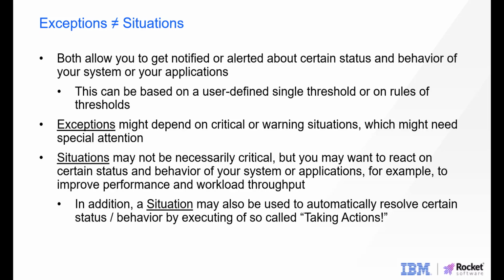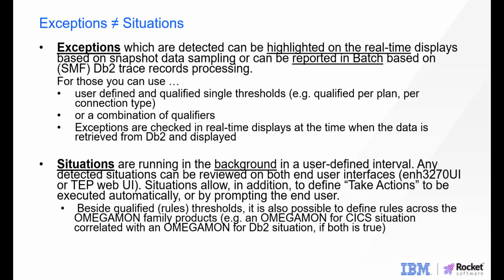Exception usually is more of the nature of critical or warning situation and needs mostly special attention or potential additional post-processing analysis. Situation may not necessarily be critical, but you may want to react proactively, for example, to improve overall performance and throughput by doing changes to your system or application workload. For this purpose, the situation management has a feature which allows to automatically resolve certain status or behavior by execution of user-defined so-called take actions. Let me be more specific how OMPE DB2 supports both.